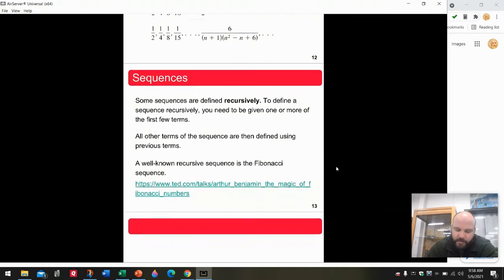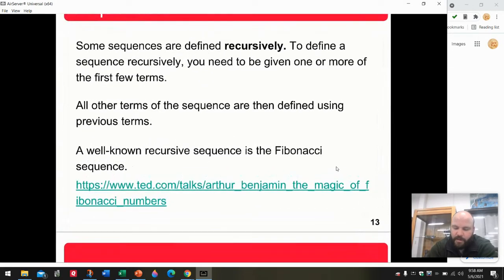So it says some sequences are defined recursively, and to define a sequence recursively, you need to be given one or more of the first few terms. All other terms of the sequence are then defined using the previous term. A well-known recursive sequence is the Fibonacci sequence. And then what I would like you to do is go ahead and click on this link that will explain the Fibonacci sequence to you.